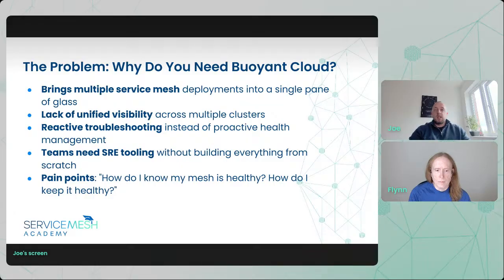Reactive troubleshooting is the next one. I would say that it's one of the biggest gains that I'm seeing teams use AI for at the moment, being less reactive and more proactive. And so as agents and MCP and all these AI technologies get used more and more, we're starting to see tools move the incident response and outage response to the left. So that's interesting. Teams need SRE tooling without building everything from scratch.